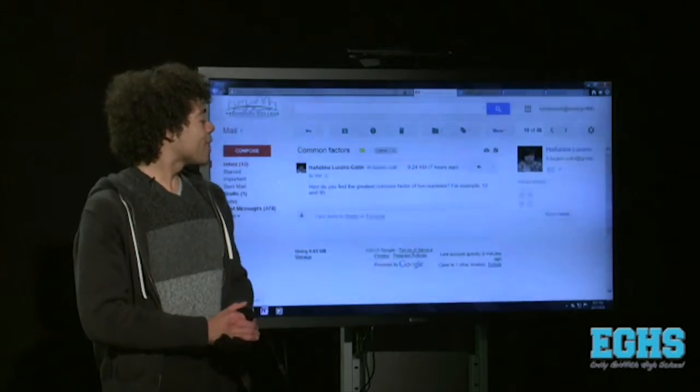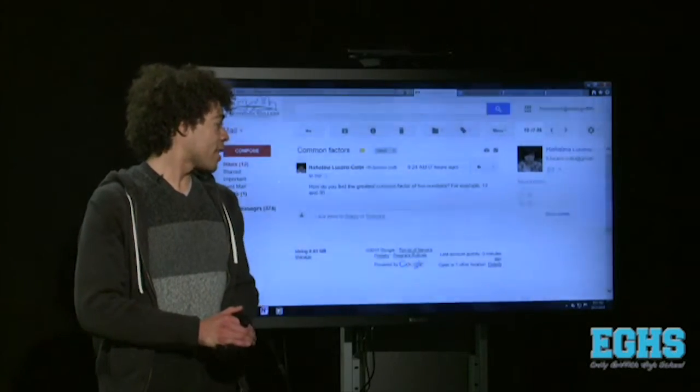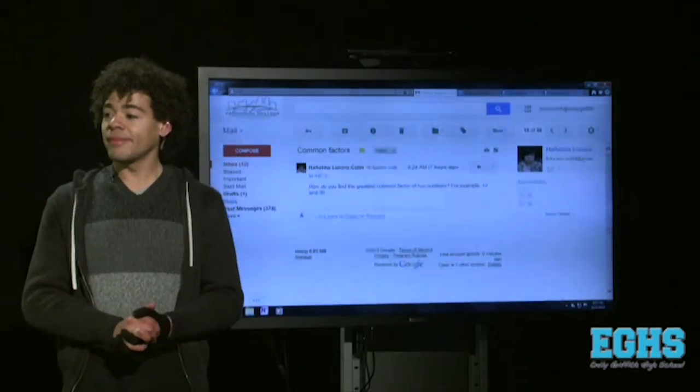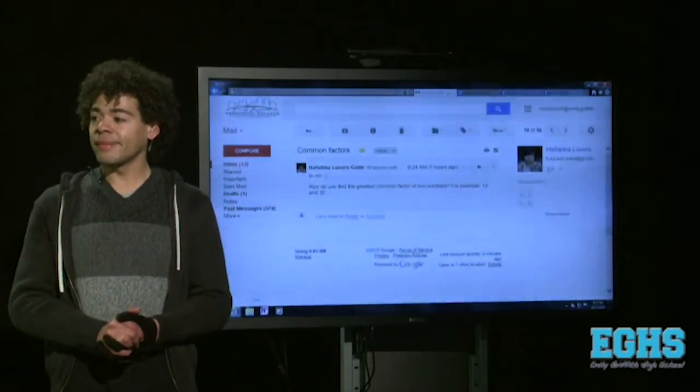How do you find the greatest common factor of two numbers? For example, 12 and 30. So we're looking for the greatest common factor of 12 and 30?